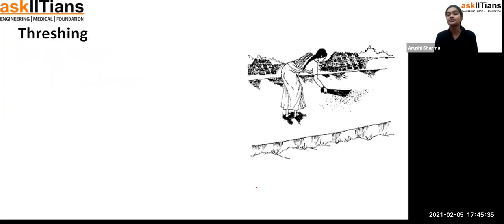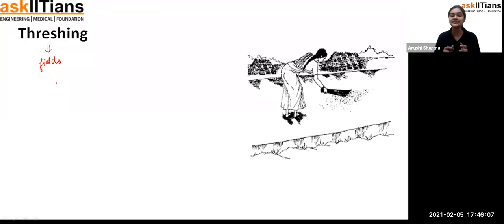In threshing, students, this method is generally used in the fields where the crop grows. Whenever the farmers say that the crops have grown up, for example there is wheat, to separate the wheat from the stalks, that stick, okay, actually I'm not getting the correct word for it.